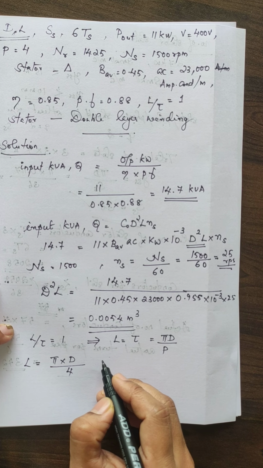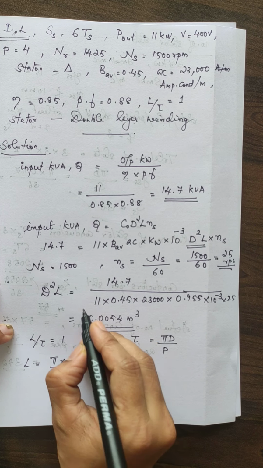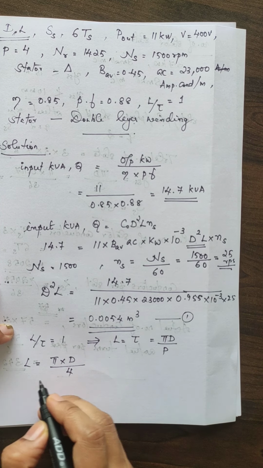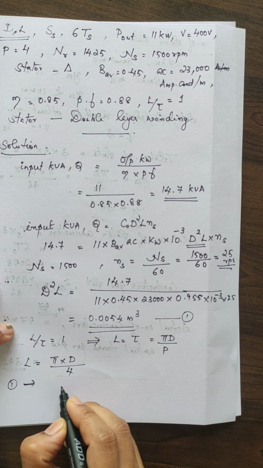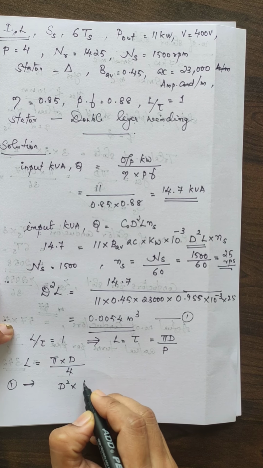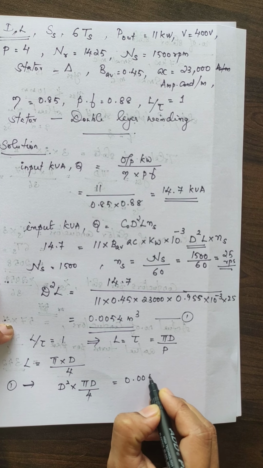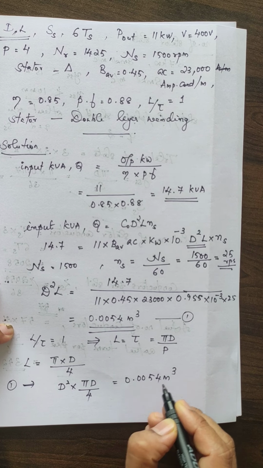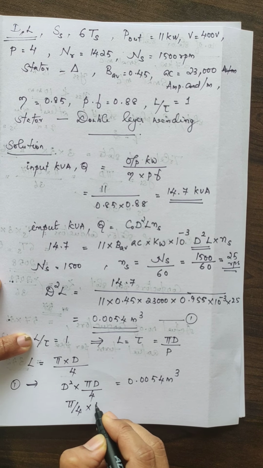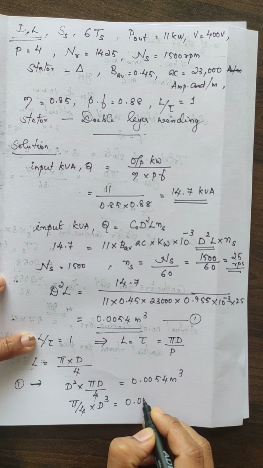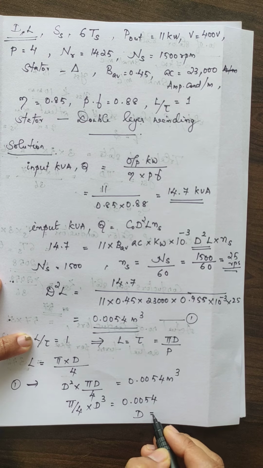Now we can substitute this relationship, L is equal to pi d by 4, in this equation, d square L. So we can write equation number 1 as d square into L, that is d square into pi d by 4 is equal to 0.0054 meter cube. That is pi by 4 into d cube is equal to 0.0054. So solve this equation and find out the value of d.